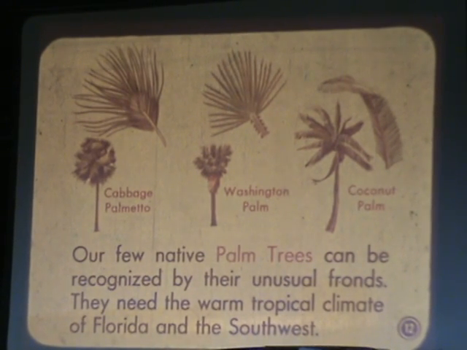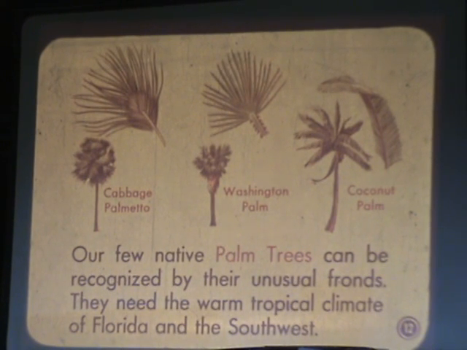Our few native palm trees can be recognized by their unusual fronds. They need the warm tropical climates of Florida and the Southwest. On the left is the cabbage palmetto. In the middle, the Washington palm, and on the right, the coconut palm.